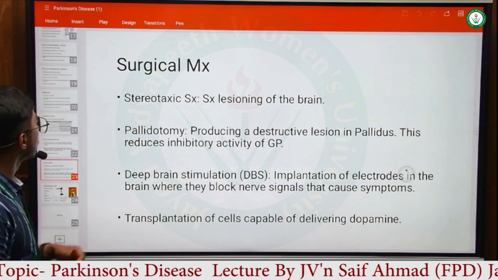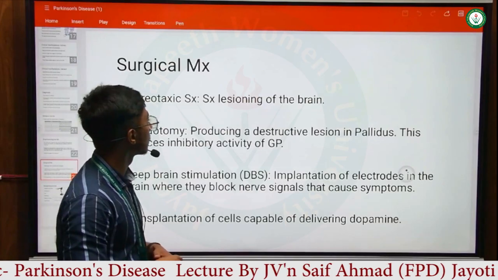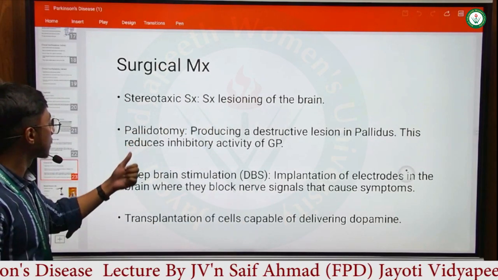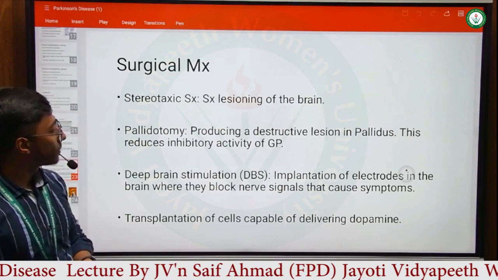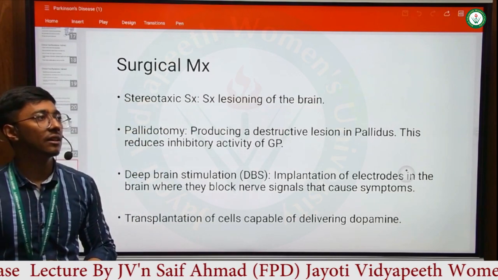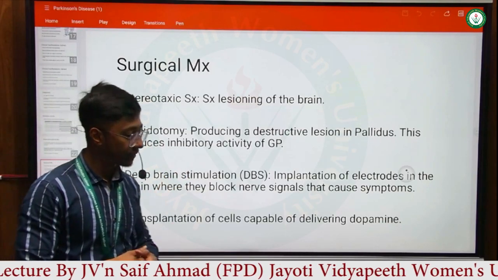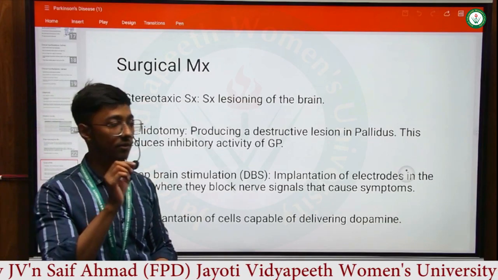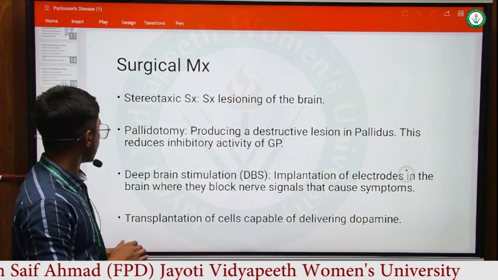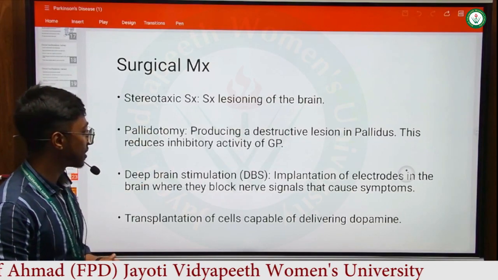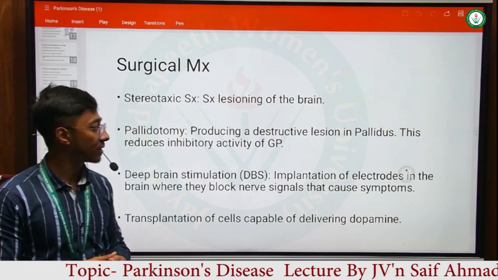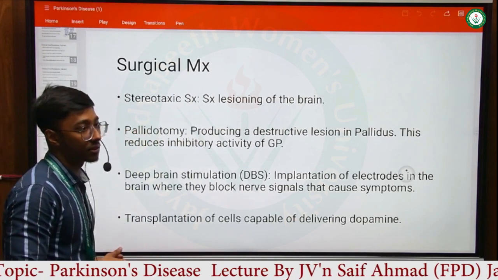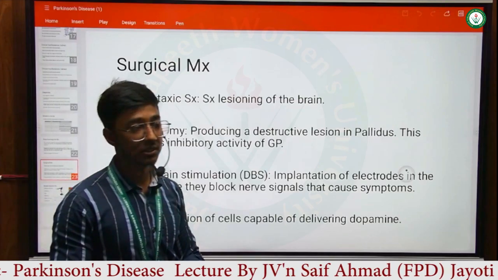Then we come to surgical management. Here is stereotactic surgery, in which there is lesioning of the brain. There is another type of surgery called pallidotomy, known as a destructive lesion in the pallidus. In this type of surgery, we destroy the nucleus of the globus pallidus. Then there is deep brain stimulation, in which electrodes are implanted in the brain and block the nerve signals that cause symptoms like tremor, postural instability, rigidity and bradykinesia.